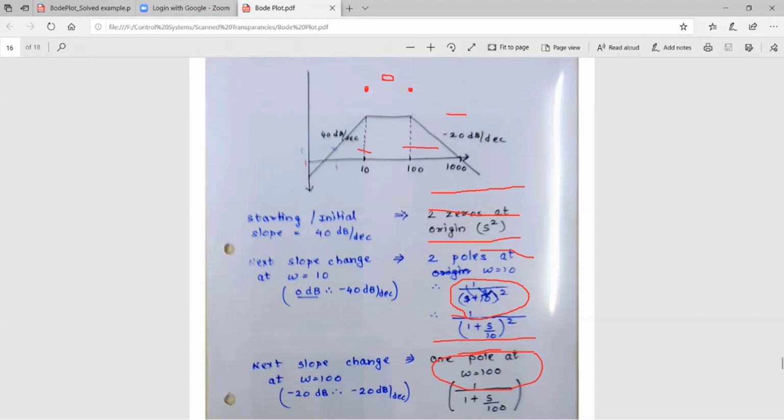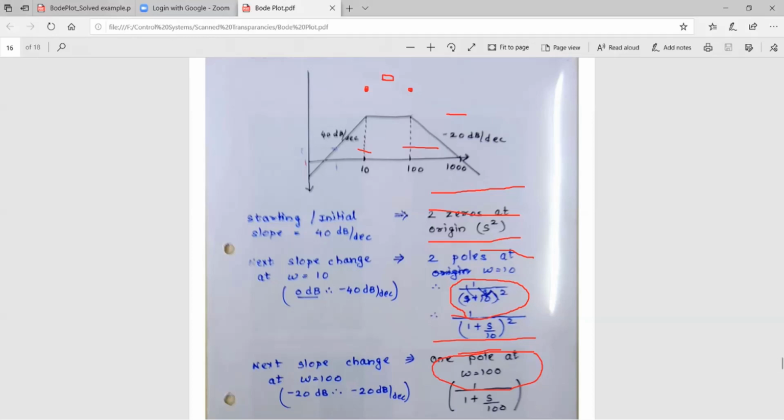Now suppose this point is omega equal to 1. At this point, how will you calculate the value of K? For that, you need some information here. How much is the magnitude here? With the help of that, you will be able to calculate K. That can be shown in another problem probably, but I think this part is clear to you.